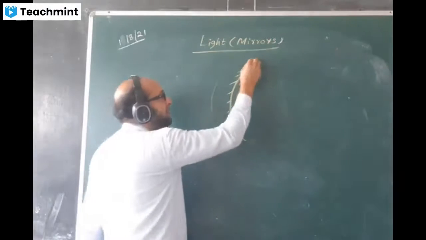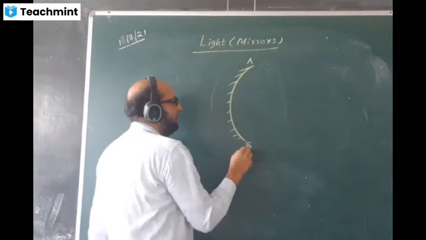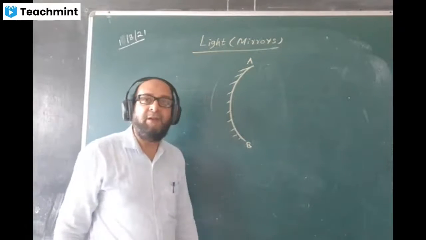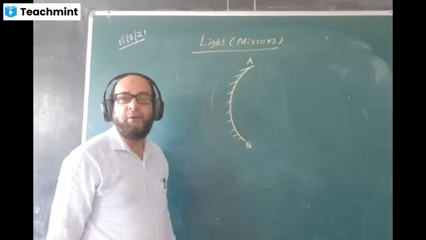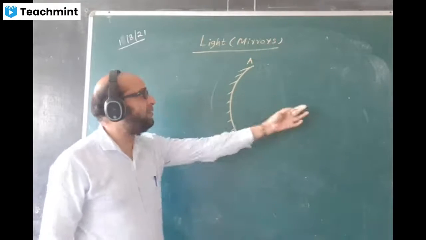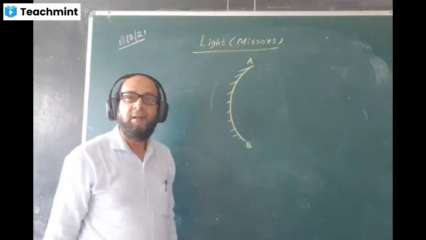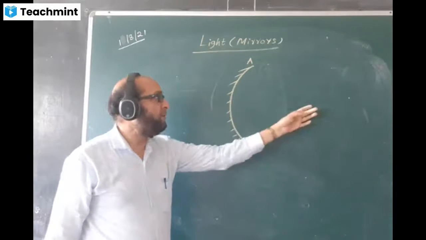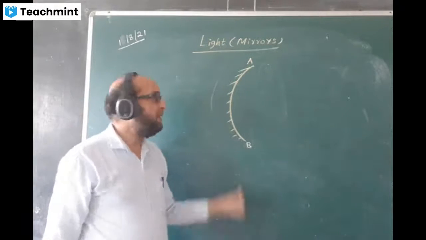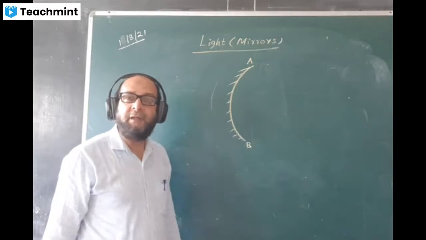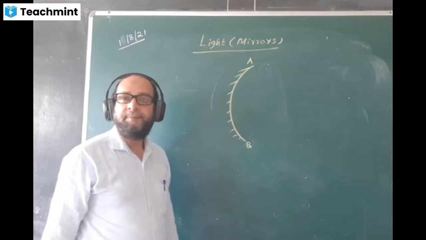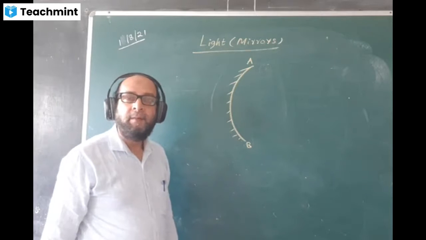Which part of this mirror will receive light, the bulge portion or the flattened portion? The flattened portion will receive the object. Where should we keep the object in order to see the image? On the left side or on the right side? Where should we keep the object? Sir, left. The right side.